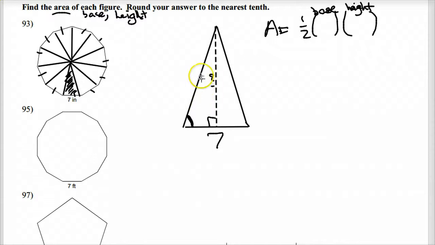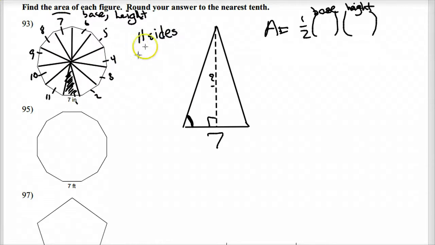Well, let's see if I could figure out that angle. I know that there's a number of sides going around here. Let's see how many there are. There's 1, 2, 3, 4, 5, 6, 7, 8, 9, 10, 11. All right, so there's 11 sides, and that means that there's 11 angles. For the interior angles, when you're trying to find the total interior angles, one way that you can think of it.